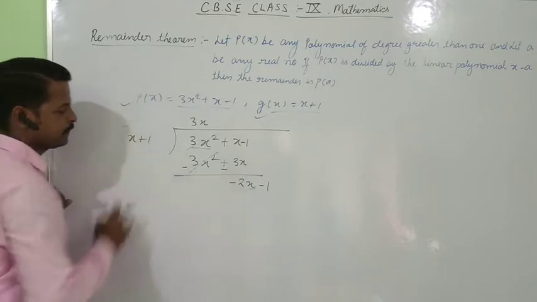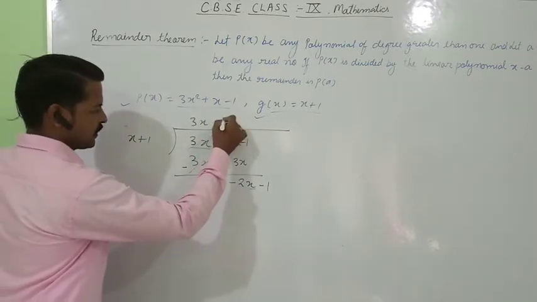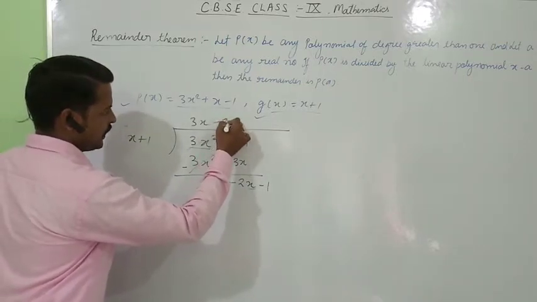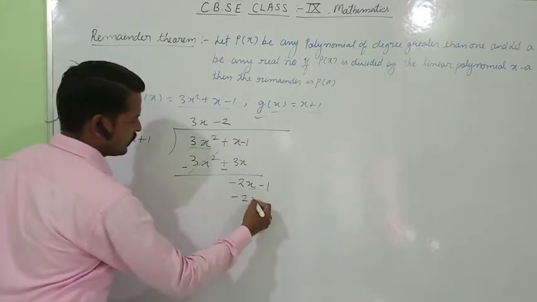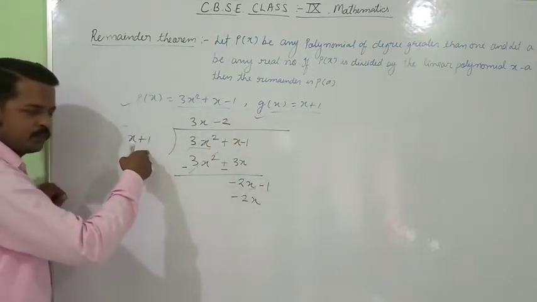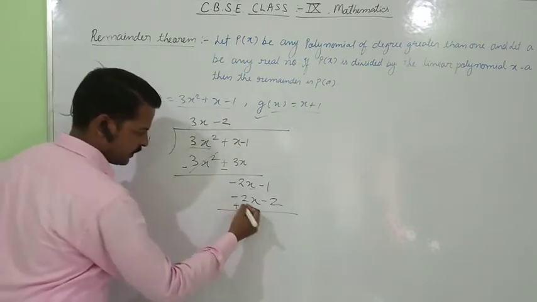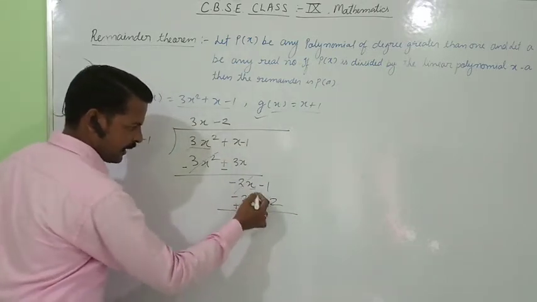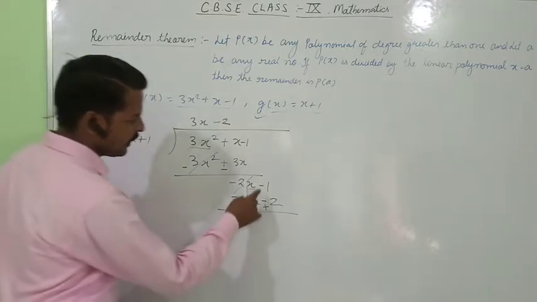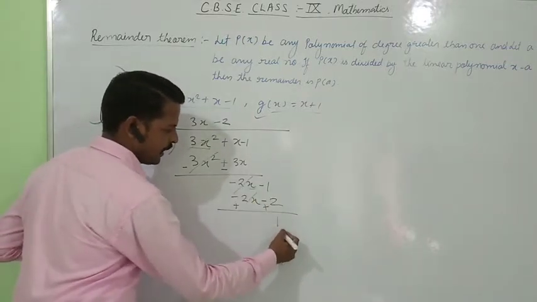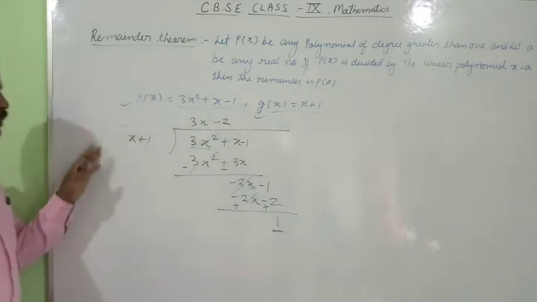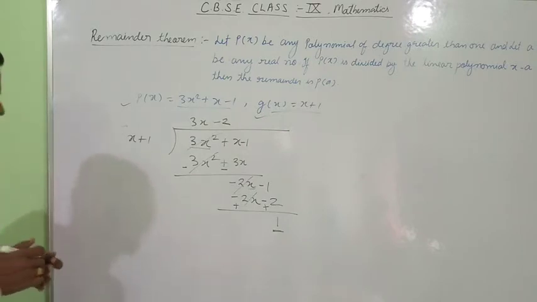Both degree has 1, so it will go minus 2 times. Minus 2 into x, you will get minus 2x, and minus 2 into 1, you will get minus 2. Then we do the subtraction. Again sign changes. This will get cancelled out. Now minus 1 plus 2, you will get 1 as remainder. This is the old division method.